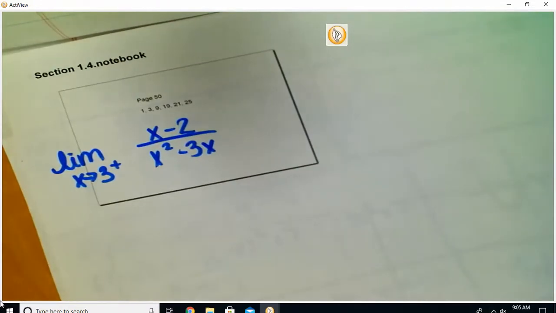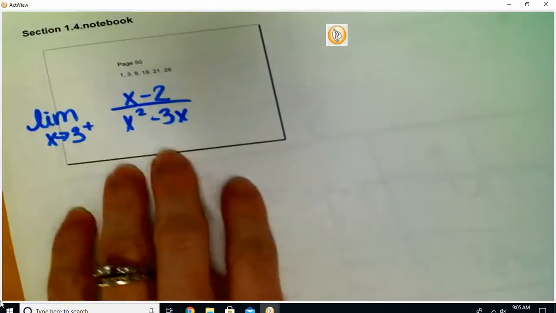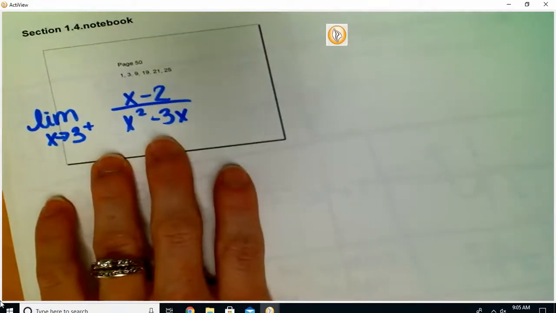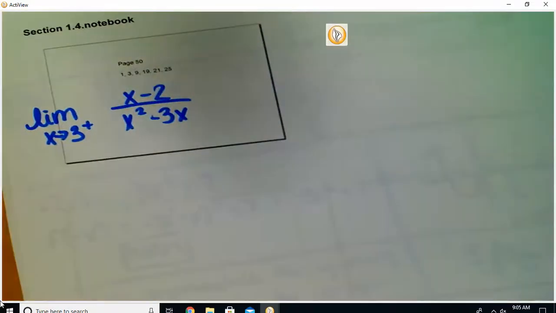What would I have to do first here? When can I just plug it in? If the bottom isn't 0. If I can plug it in and get an answer, that's fine. It doesn't matter that it's approaching from the right, you can still just plug it in. However, if I do that, I get 3 over 9 minus 9, so 3 over 0, so can I just plug in on this one? No. So then our strategy was to factor and see if we can get anything to cancel out first.